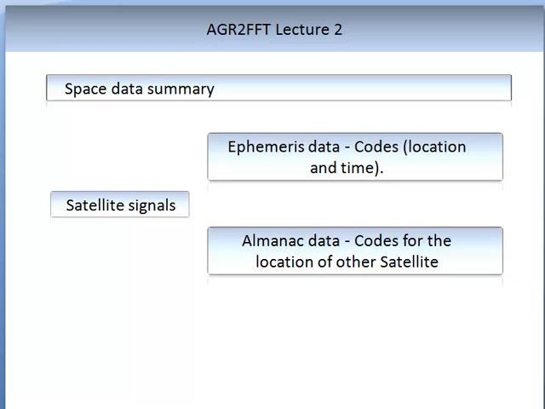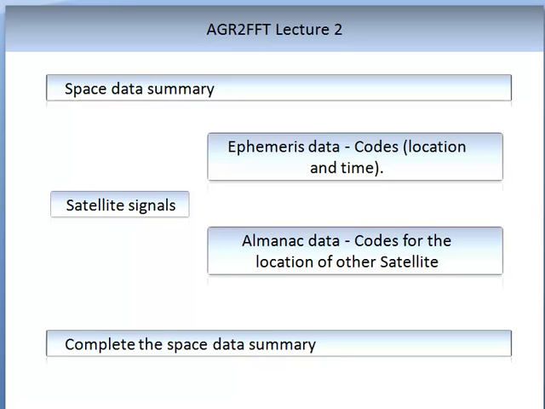So let us review. There are 3 types of data required in order for a GPS to work. We have now looked at the space data. In summary, space data is communicated via satellite signals. From each satellite, there are 2 types of data: ephemeris data and almanac data. This data includes location and time of the satellite, and codes that tell location and time and whereabouts of other satellites. To complete the space data, you need data from at least 3 satellites.